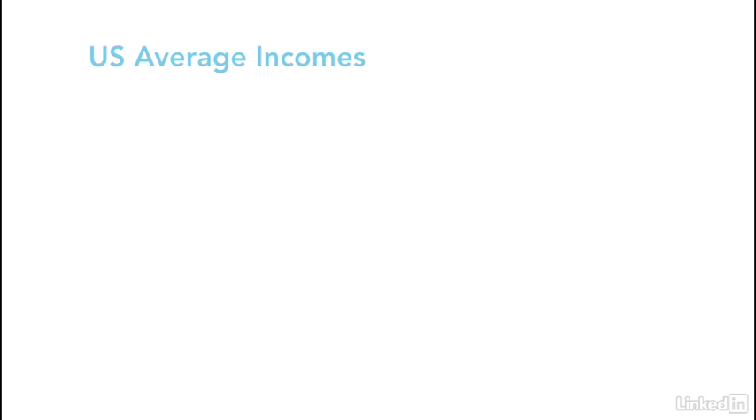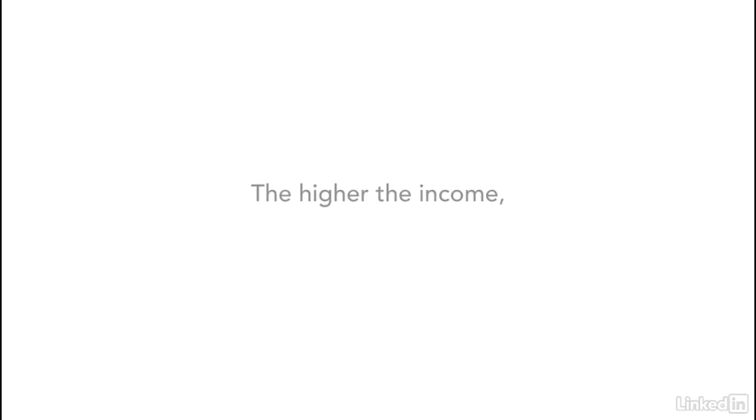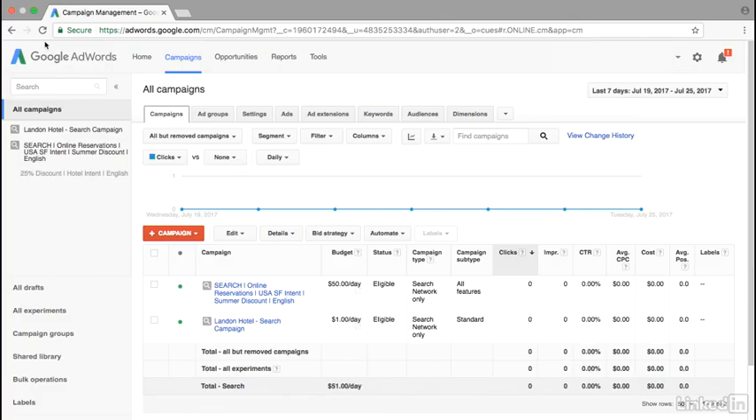To give you a little more perspective on this, here's the breakdown. The top 10% is going to be an income range of greater than $146,000. In the middle, that's about $111,000 to $131,000, and in the lower 50%, that's going to be less than $64,000. Now, keep in mind that the higher the household income, the smaller the audience size. So you will see a reduction in impressions as you experiment with this targeting, but as a whole, this works pretty well. So let's walk through how to get this configured.